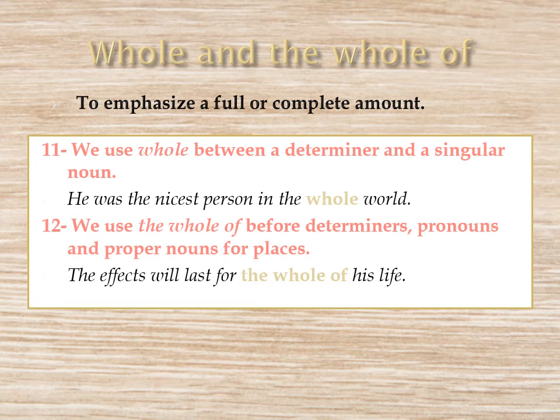Let's talk about the usage of whole and the whole of. We use them to emphasize a full or complete amount. We use whole between a determiner and a singular noun. For example, when we say, he was the nicest person in the whole world. We also use the whole of before determiners, pronouns, and proper nouns for places. For example, the effects will last for the whole of his life.